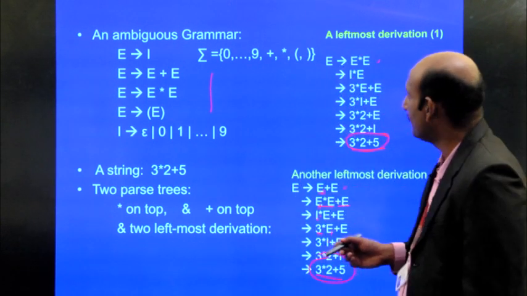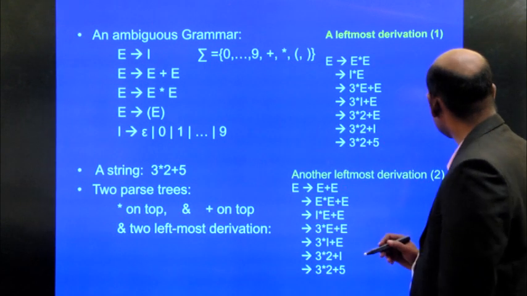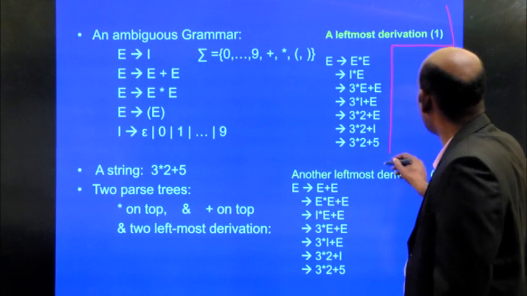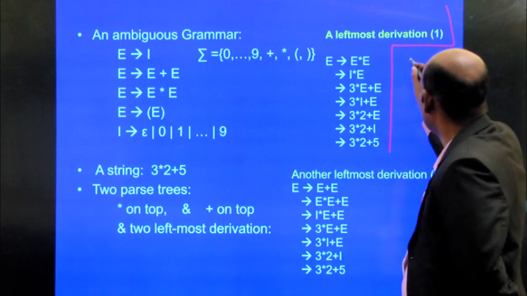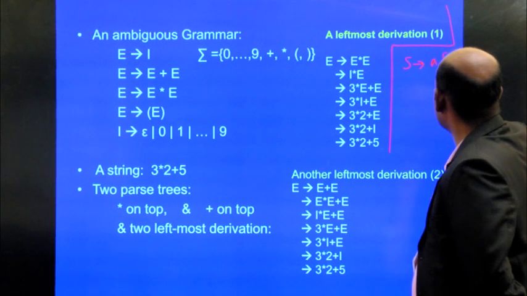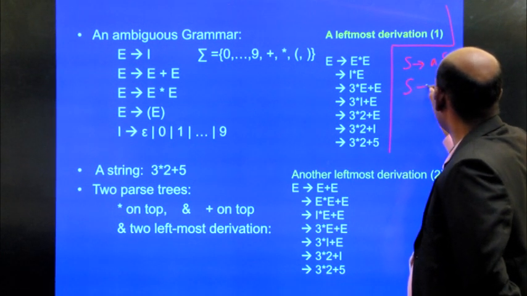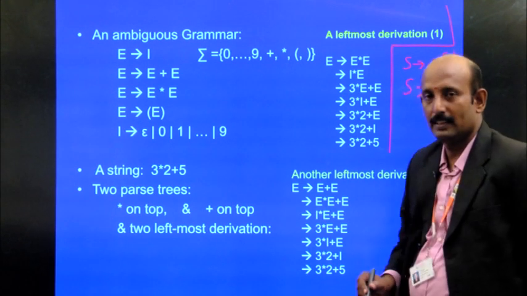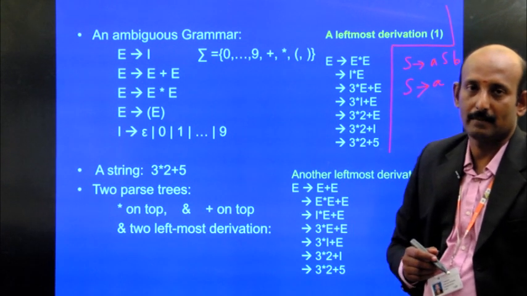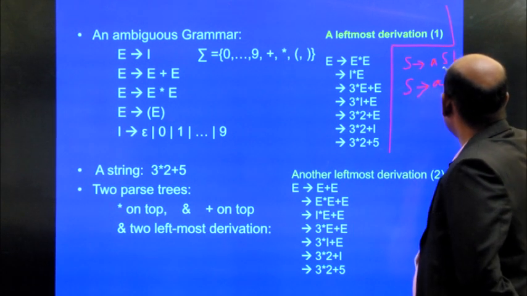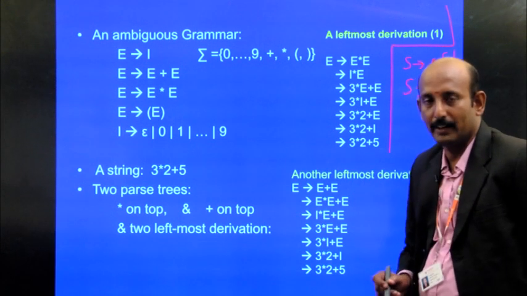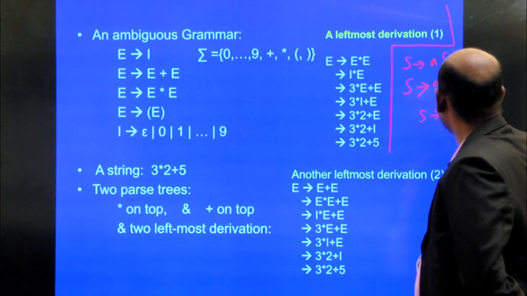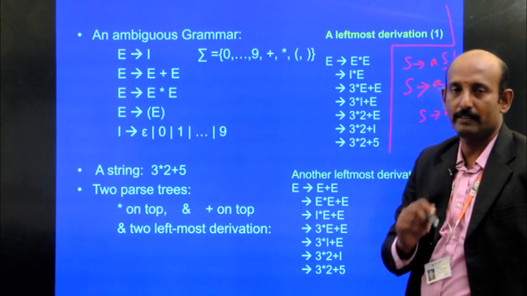What is called an unambiguous grammar? For example, S implies A S B, and S implies A. This grammar is unambiguous because there is only one non-terminal in the right-hand side. If you replace this S by A, then we can get A B. Only one leftmost derivation.